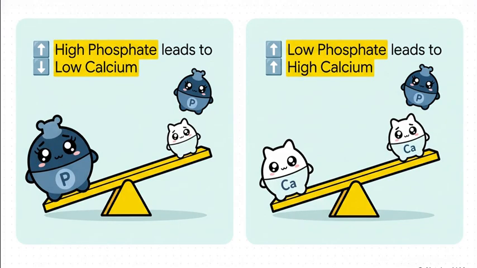If you only remember one single thing from this entire lesson, let it be this. Phosphate and calcium have a critical inverse relationship. Think of them like they're on a seesaw. When one goes up, the other goes down. Understanding this one concept is the key to unlocking almost every NCLEX question about these two electrolytes.